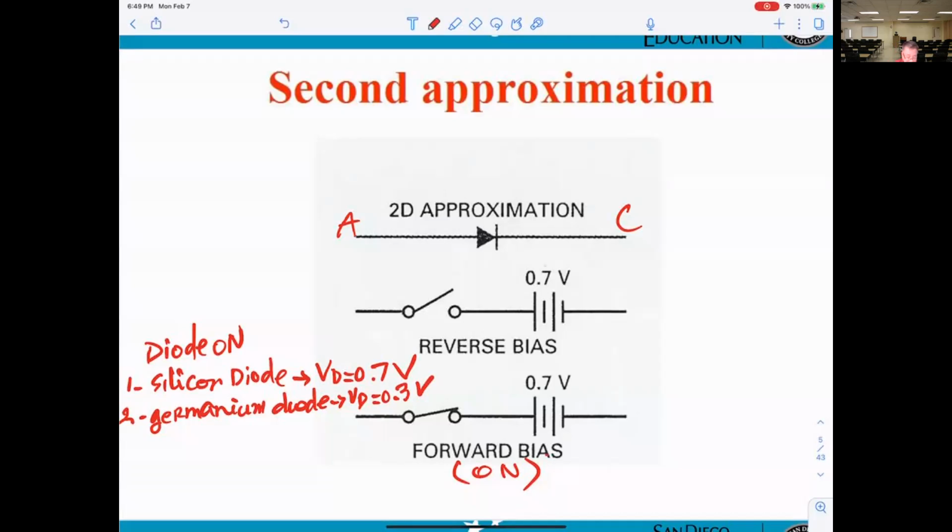And also, if the voltage at A is less than 0.7, the diode now will be open. That's reverse bias, or it will be off. So when you work with a diode, the first thing you have to know is whether it is on or off. If you don't know whether it is on or off, you cannot solve the problem. Okay, any question up to this point?